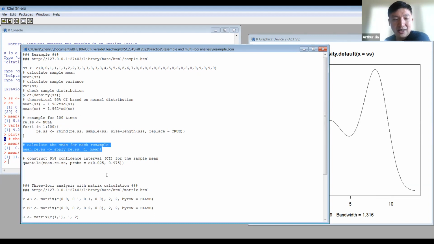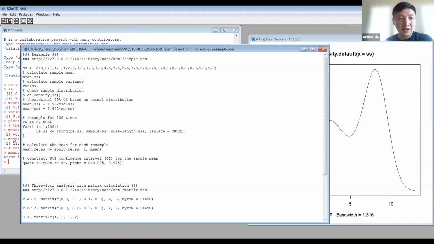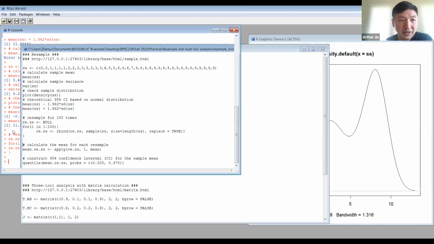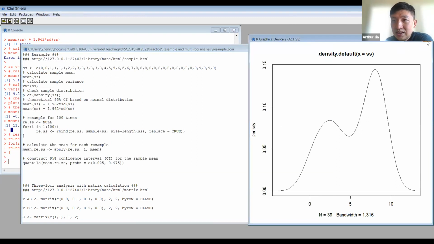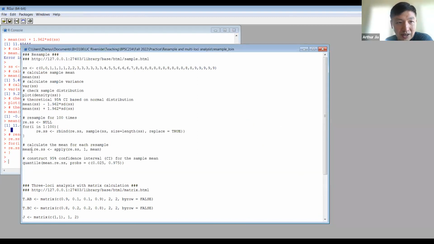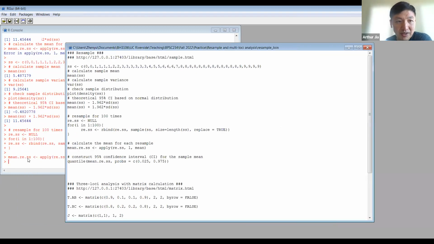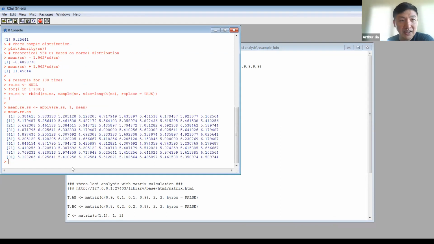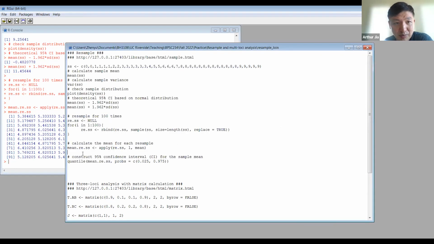So let's look at this. If you calculate the mean of the resample means, this will give you something very similar to the original sample mean, right? 5 something. Oh yeah, so this is the sample mean.